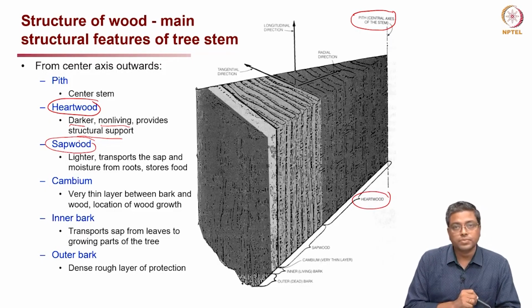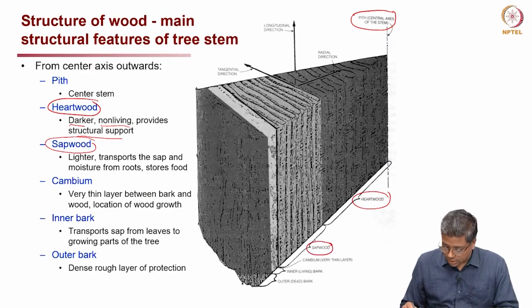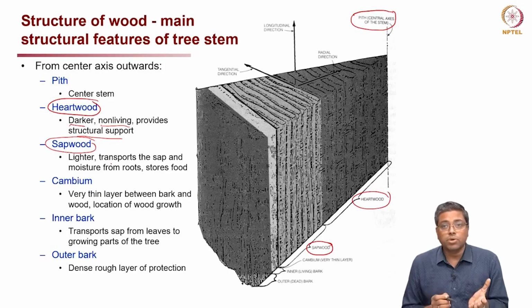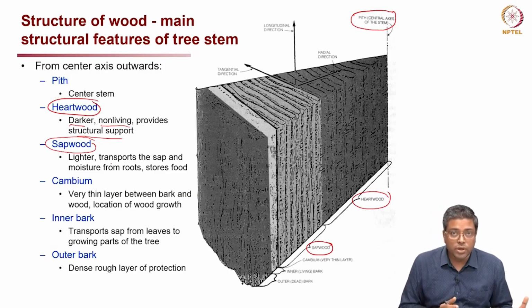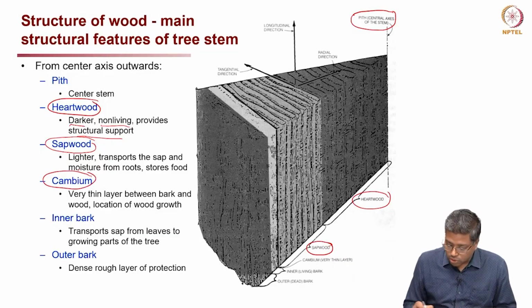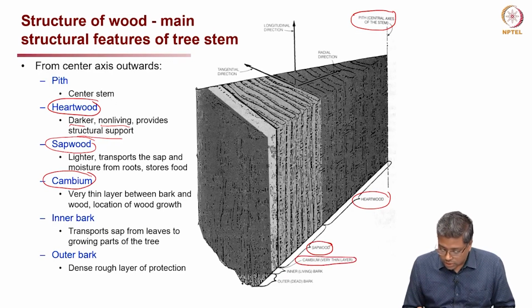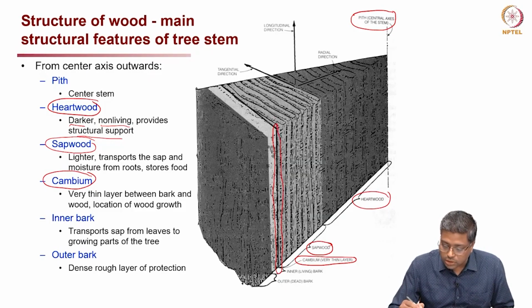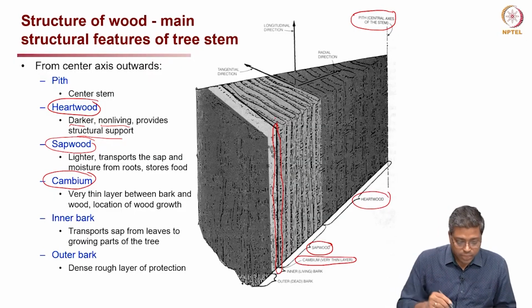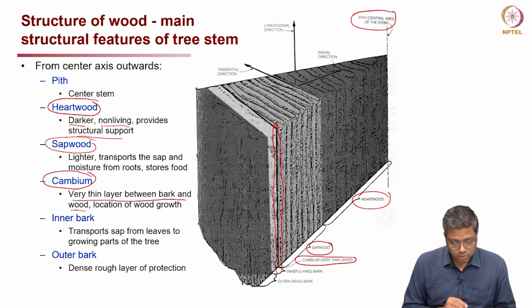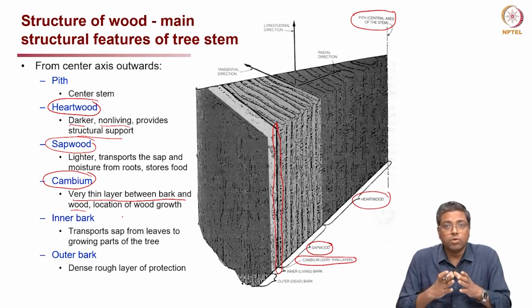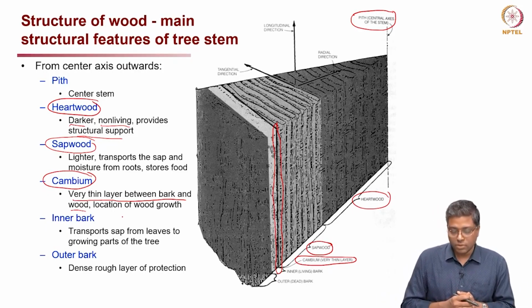Then you have sapwood, which is the lighter color region here, and it transports the sap and moisture from the root and stores the food. Then you have cambium. As you go outer and outer, you have cambium here, which is a thin layer. This thin, darker color region you can see there, that is the cambium. It is a very thin layer between the bark and the wood, the location of wood growth, where the wood grows laterally.